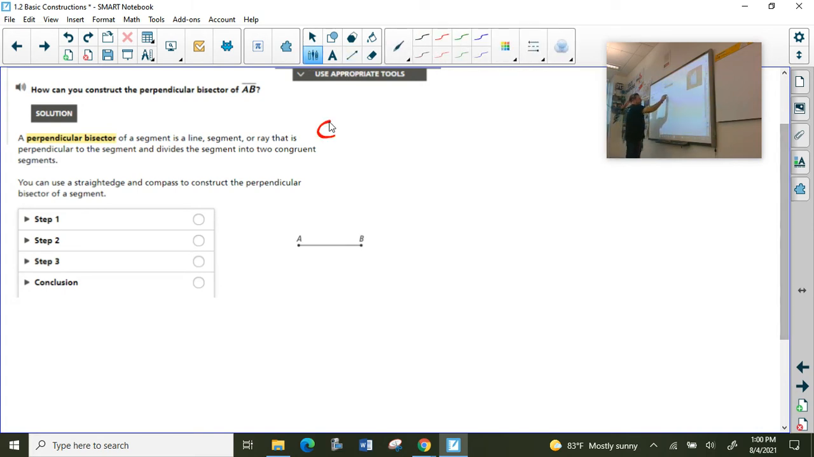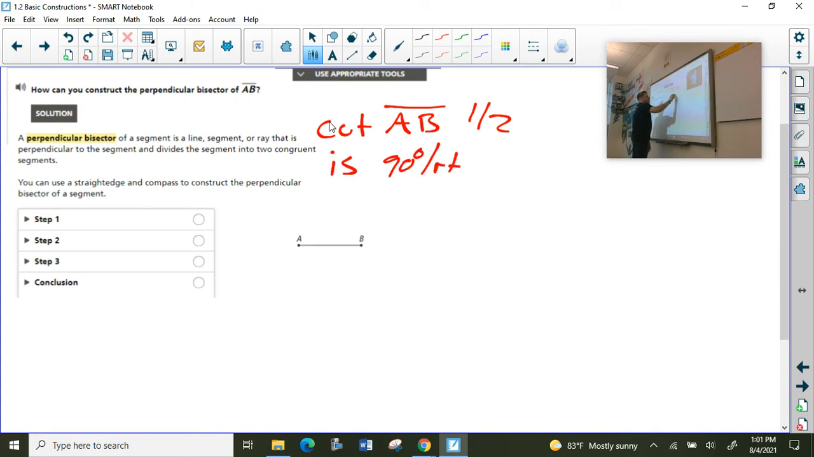Basically, it cuts AB in half and is 90 degrees or a right angle. Okay. It can be a segment, it can be a line, it can be a ray. It's one of those. So we're going to use our tools here.